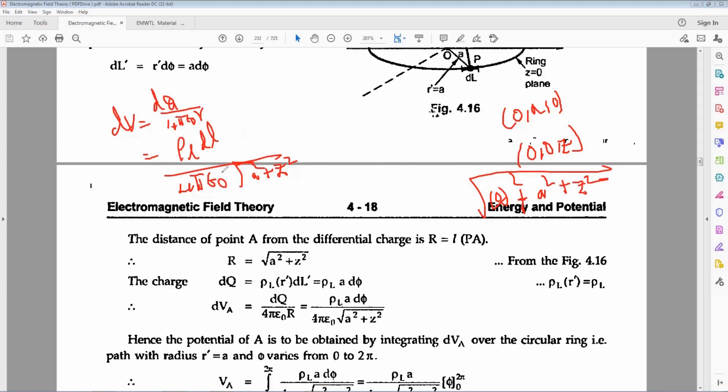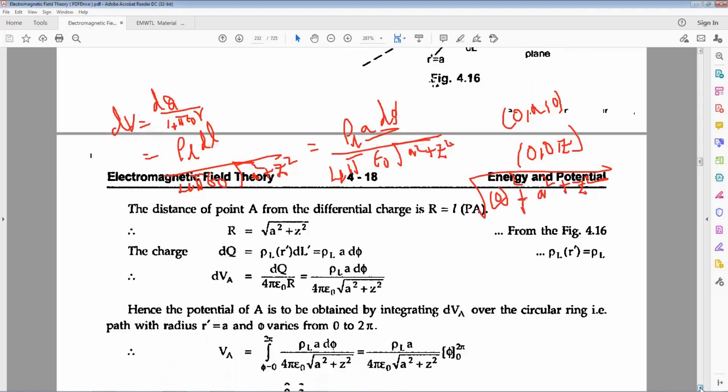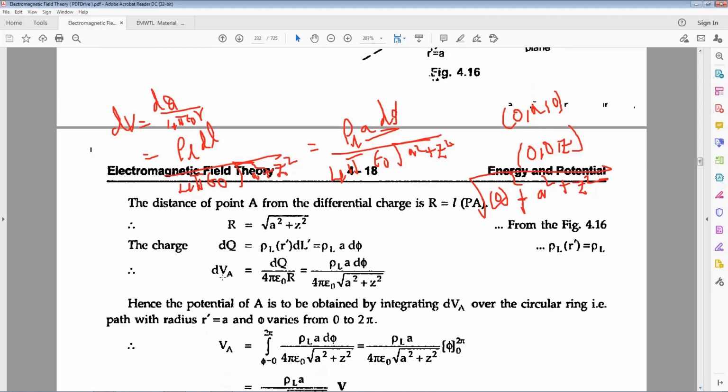And what is dl? dl on the ring means r into d phi. What is r here? The distance is a only. So rho L a into d phi. I am substituting dl bar is equal to this, over 4 pi epsilon naught square root of a square plus z square. Okay, we got this function as the differential potential dV.